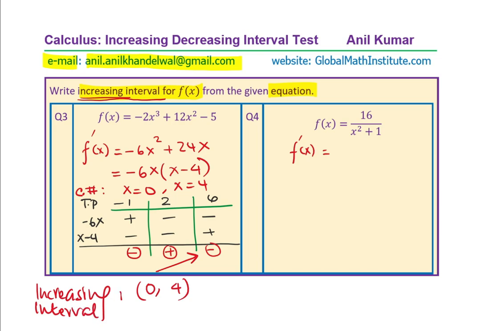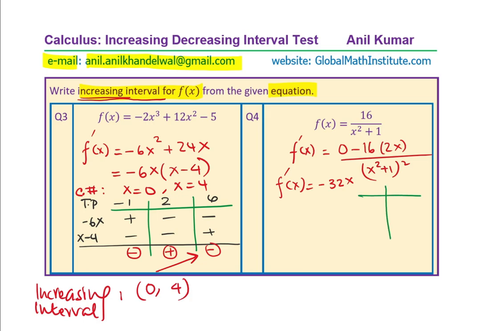Perfect. Similarly, you can differentiate the second function also to get the answer. Denominator will be x squared plus 1 whole square. Numerator 16, derivative is 0, and then minus 16 times derivative of denominator, which is 2x. So we get this derivative as equal to negative 32x, right? So one critical number, and that too at x equals 0, right?